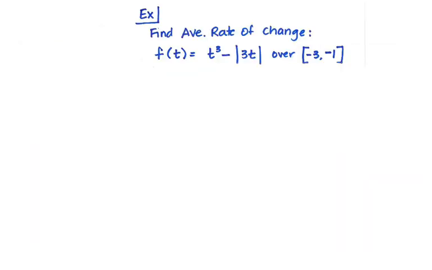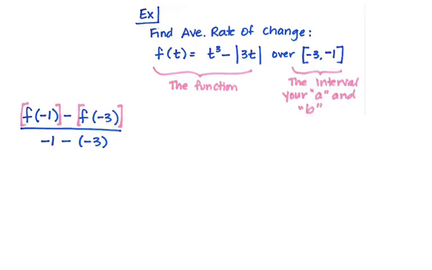So we want to find the average rate of change of this problem. So write down the problem. F of t equals t cubed minus the absolute value of 3t. Now this is called a closed interval, from t equal to negative 3 to t equal to negative 1. So this is my A and this is my B. So what we do is we find our output for B and our output for A and subtract them. And then we have our B minus our A.